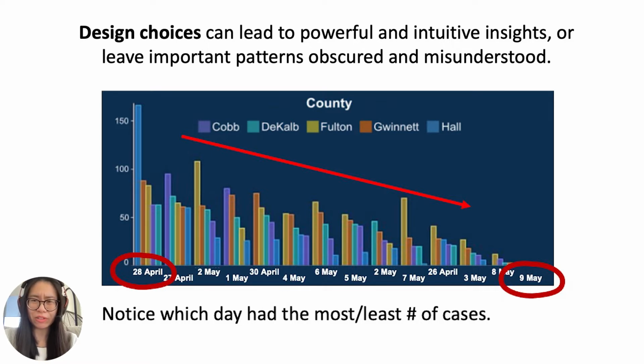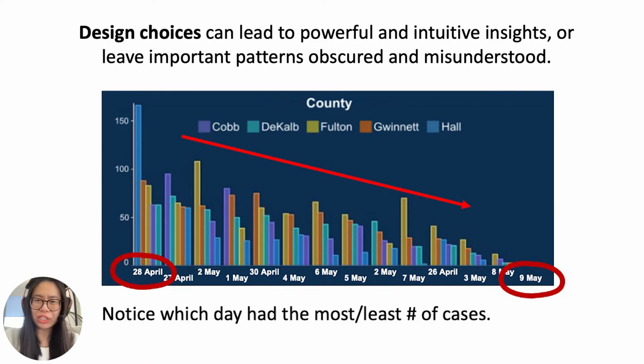So the Department of Health in Georgia intended for this visualization to help you notice which day had the most number of cases and which day had the least number of cases. But it wasn't very effective because it's so intuitive for us to notice this downward trend.